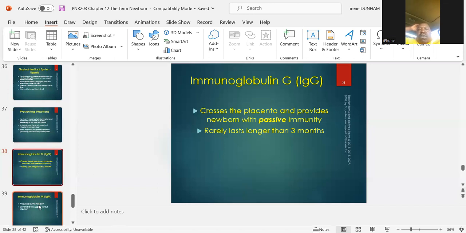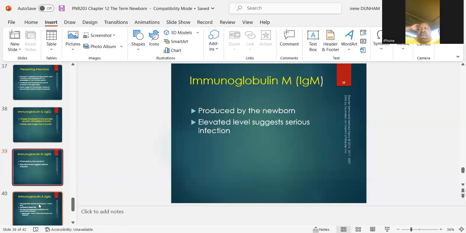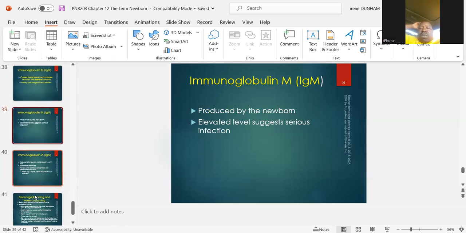All right. And then you have IgM, which is another immune globulin. That's immune globulin M, and that's produced by the newborn. An elevated level of IgM just suggests you have a serious infection. Not good. And then you have IgA.